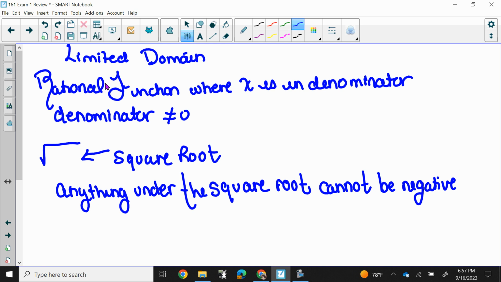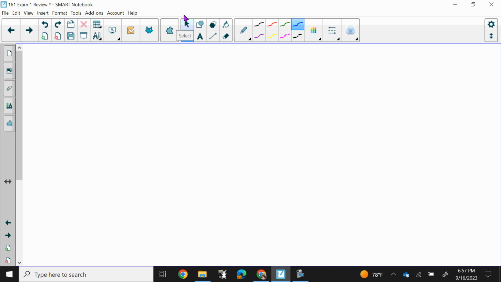So let me give you some examples of those. And I know it seems like I'm popping around, but I'm literally just going through the questions on the test. Okay, so let's say I have 1 over x minus 2. What is the domain of this function? All right, and let's do the square root of 7 minus x. What's the domain of this function?